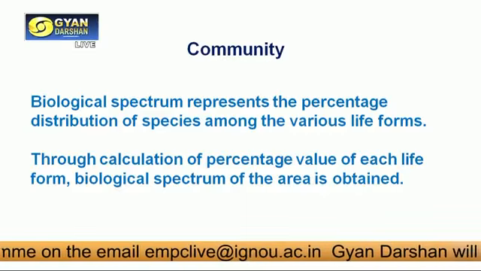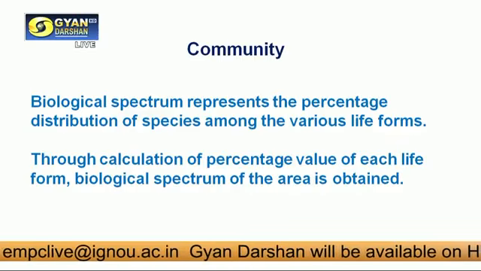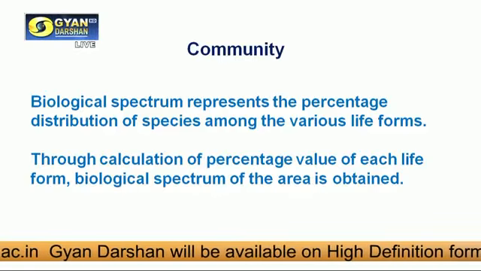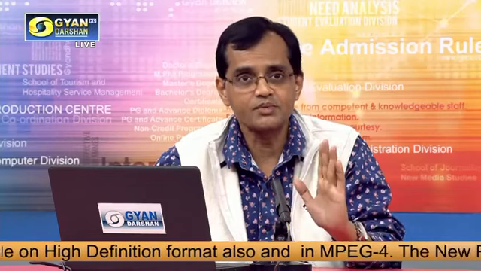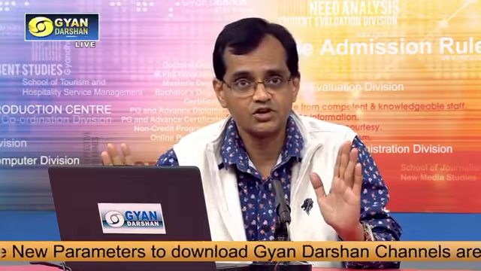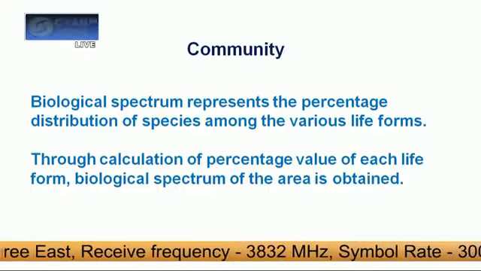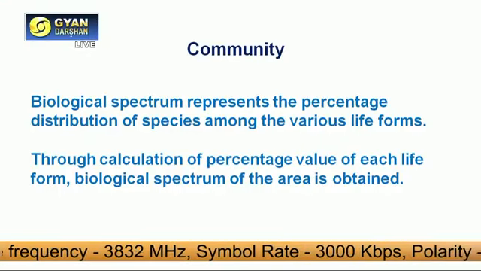Supposing you go to a particular area and study the community. What do you try to find out? You try to find out the percentage of each of these life forms. What is the percentage of phanerophytes? Of cryptophytes? Of hemicryptophytes? Of therophytes? Based on that, you can get an idea about the pattern of climate, the pattern of soil, and the nature of the natural habitat. So through calculation of the percentage value of each life form, the biological spectrum of the area is obtained.